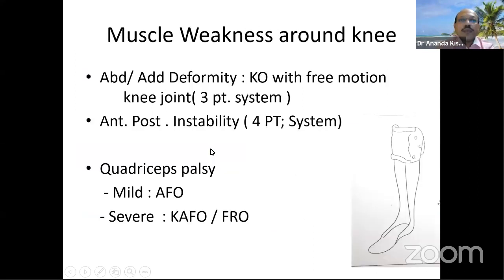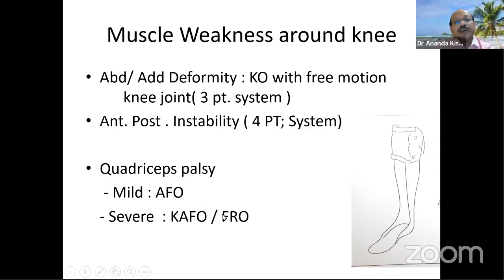Okay. Now, muscle weakness around the knee. There may be abduction, adduction deformity, that is genu varum, genu valgum deformity. In that case, a simple knee orthosis with a free motion knee joint we can use. Or for anterior posterior instability, that means quadriceps paralysis, if it is mild, we can use the ankle foot orthosis.